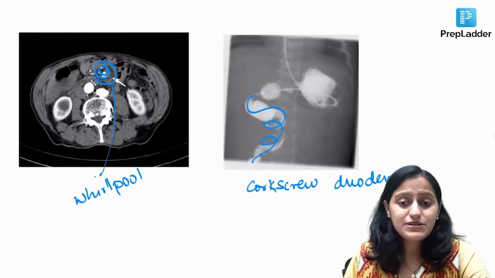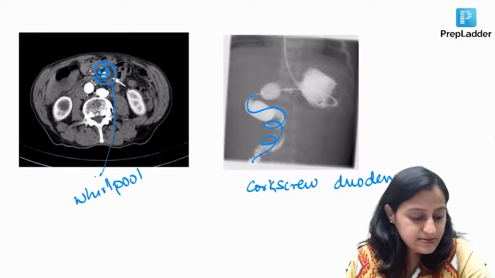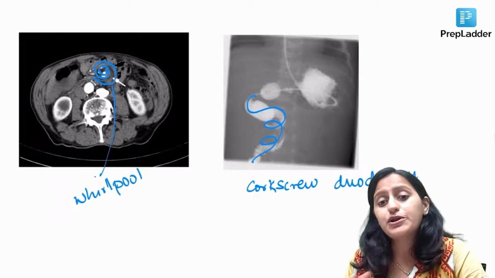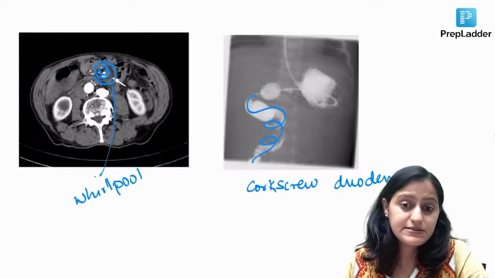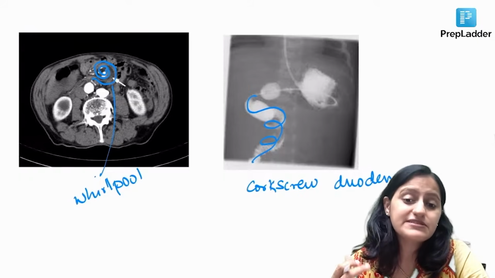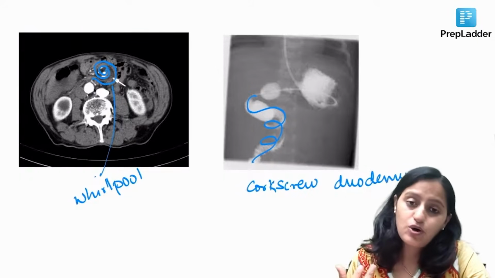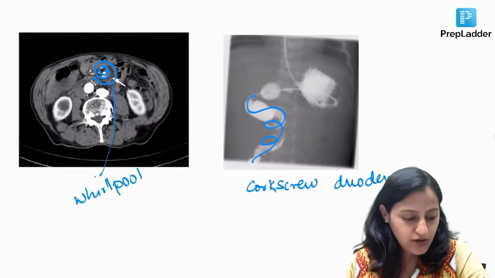So remember, malrotation predisposes to volvulus. Corkscrew duodenum. We are not talking about corkscrew esophagus, right? Corkscrew esophagus is diffuse esophageal spasm. Corkscrew duodenum is midgut volvulus.